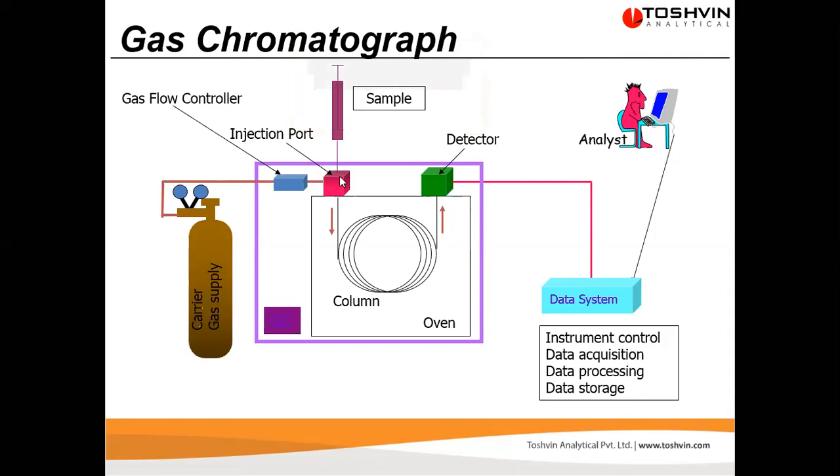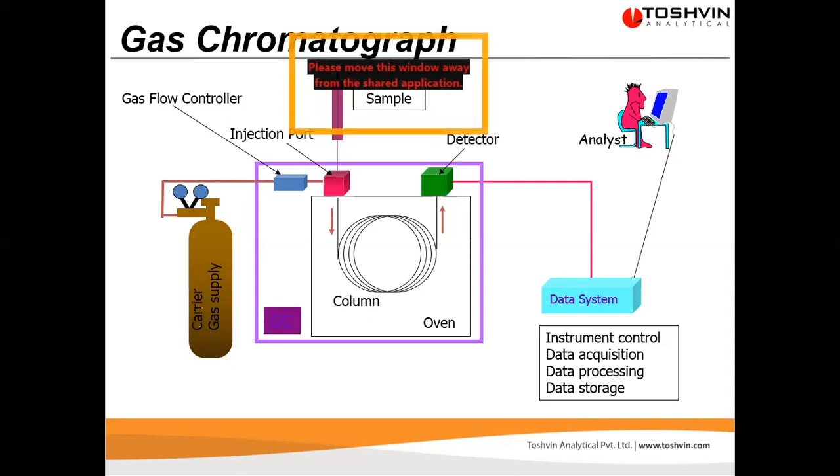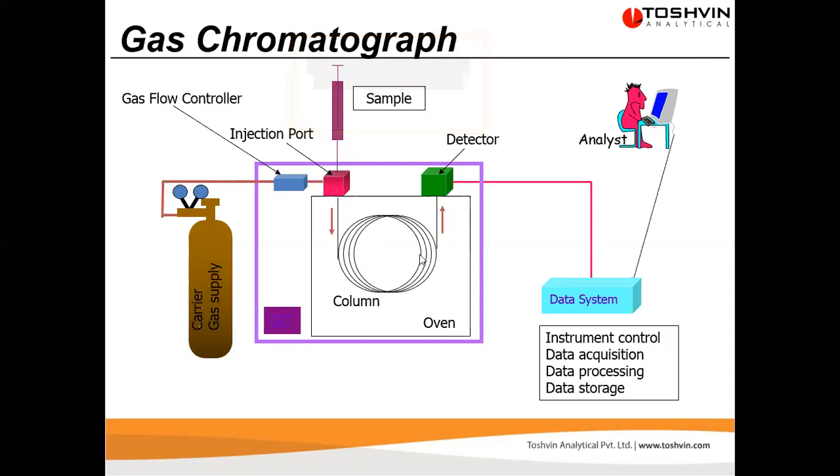Next is an injection port. From here I'll be introducing my sample. Most of the time it is a liquid sample, so I'll be injecting liquid sample in this injector port. My injector port will always be at a higher temperature. Sufficient injector temperature should be set so that my liquid gets converted into vapor. Once it gets converted into vapor, it will enter my column.